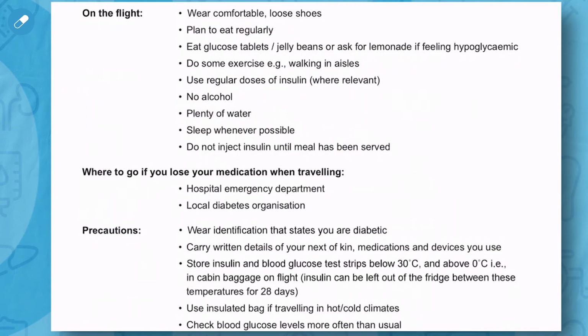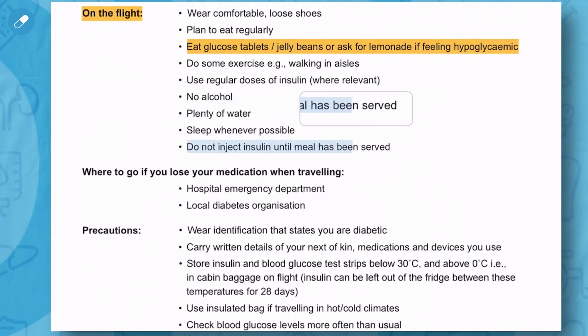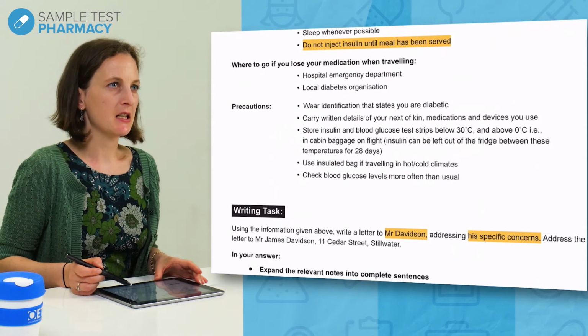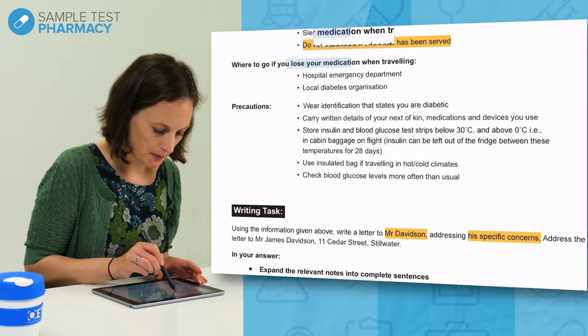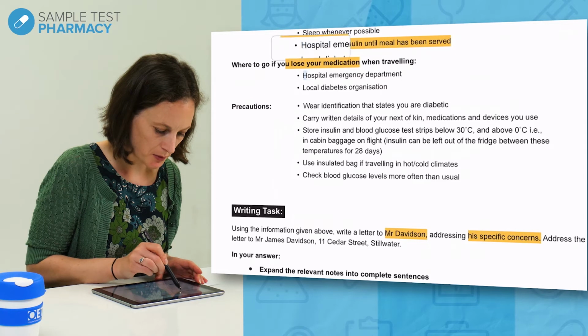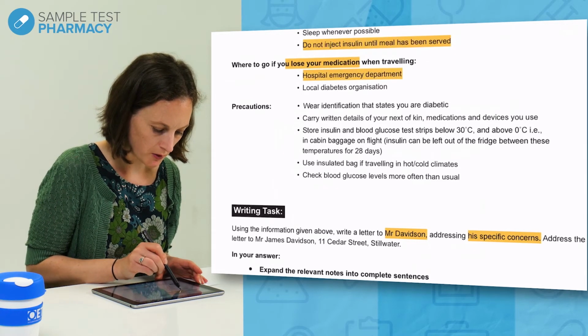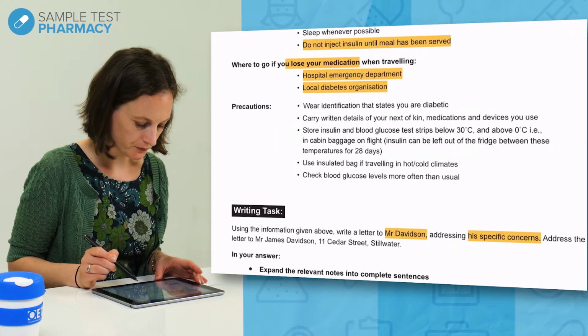From the on-flight section, there's lots of details, but the only things that are relevant to the patient's concerns are for food and drink on the flight. So I notice about what to eat and what to drink, and also not to inject insulin until the meal has been served. Losing the medication is another specific concern. So both of these points in the section about losing medication are going to be important. Where can the patient go if they lose their medication?